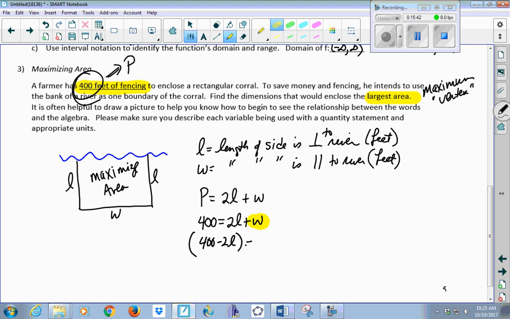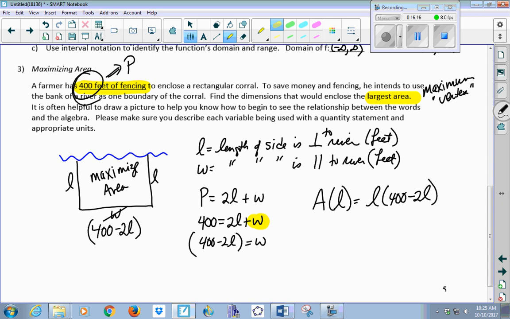So now I have a new name for W. It's going to be called 400 minus 2L. So I'm going to replace W with 400 minus 2L, and that represents one number, so I'm going to keep it in parentheses. So now I have the length and the width both expressed in terms of L. So now I can write my function for my area. My area is the length times the width. My width is 400 minus 2L.